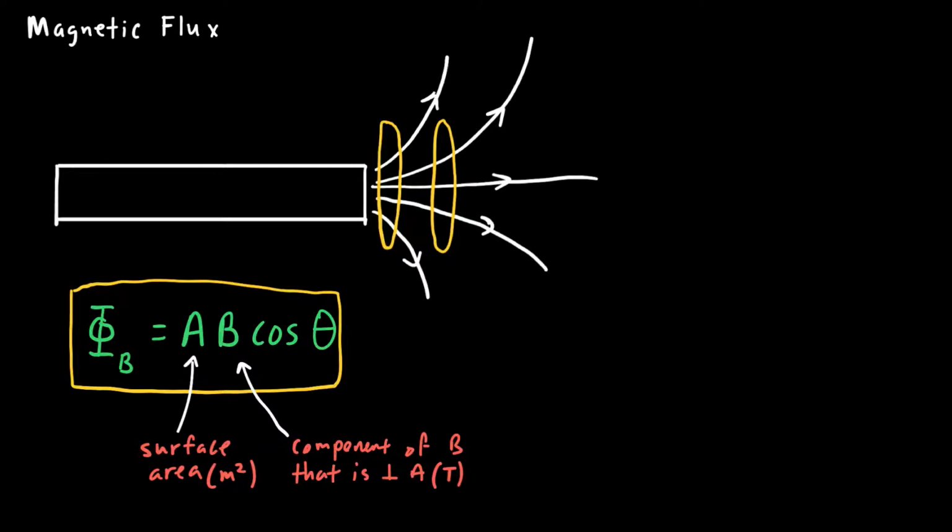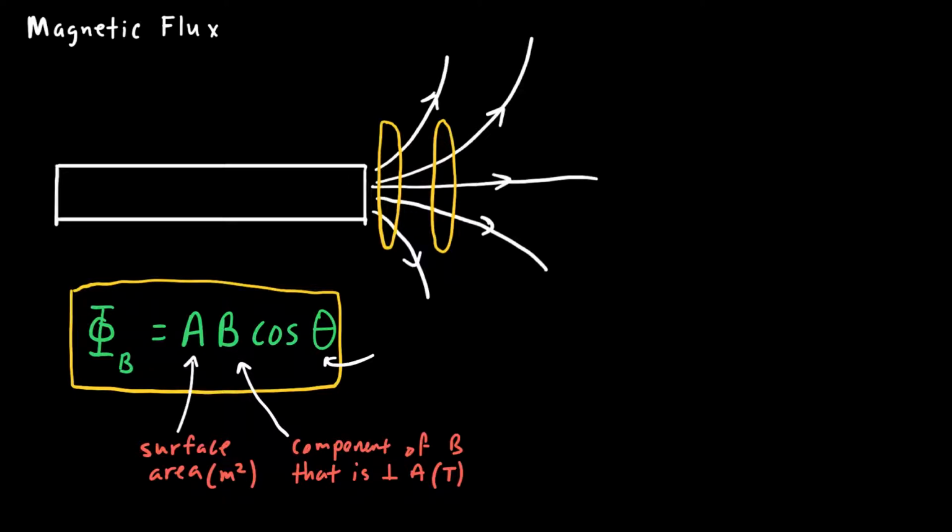And lastly, the theta in this equation represents the angle between the direction of the magnetic field and a line that is perpendicular to the surface A. And I'll show a picture of this in just a moment.